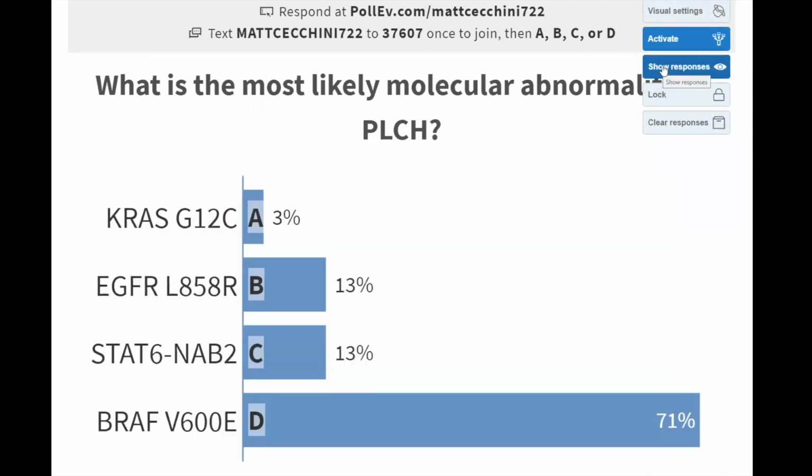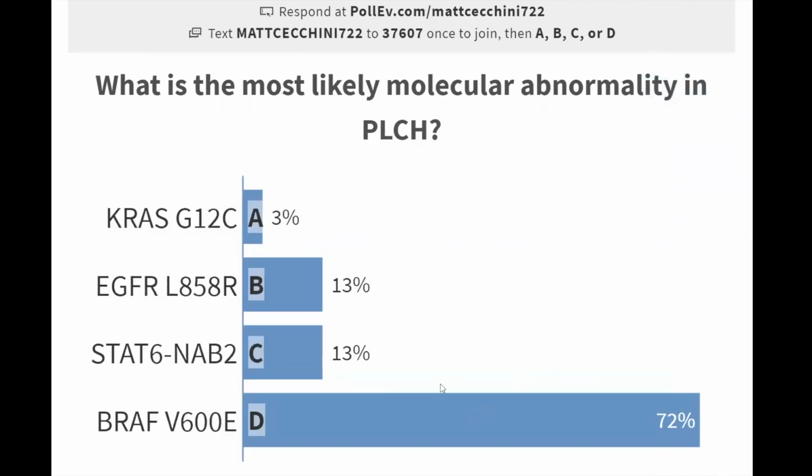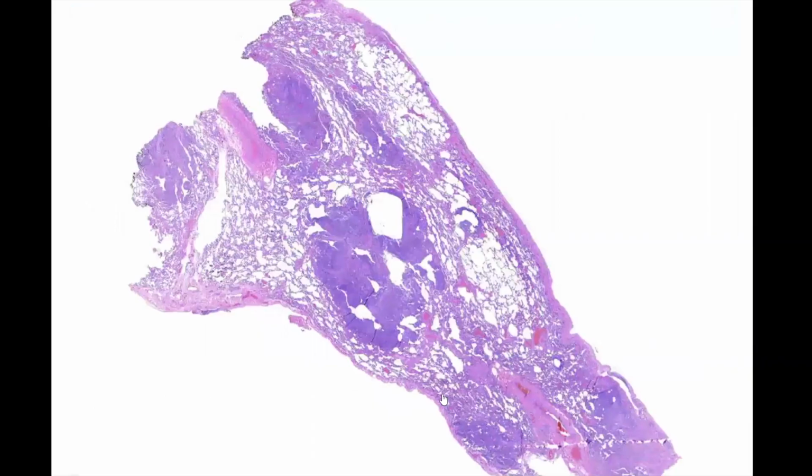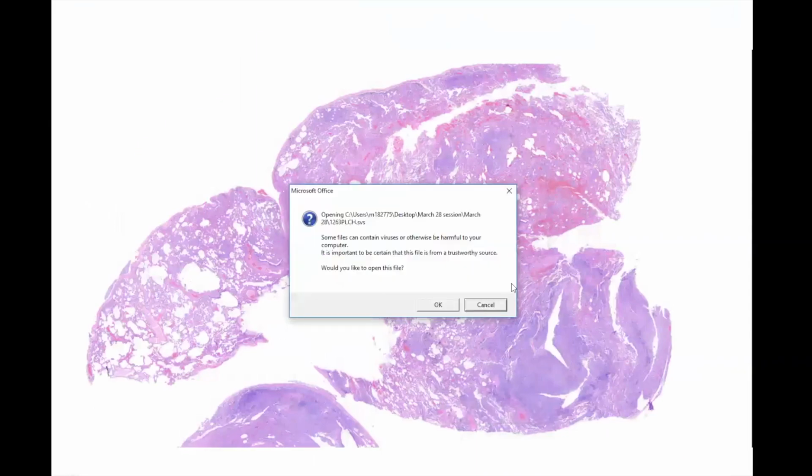Perfect. So great. In fact, you can see BRAF mutations in these cases. V600E is the most common. So I did have a question about this case in the chat, and the question was, what is the pigment?